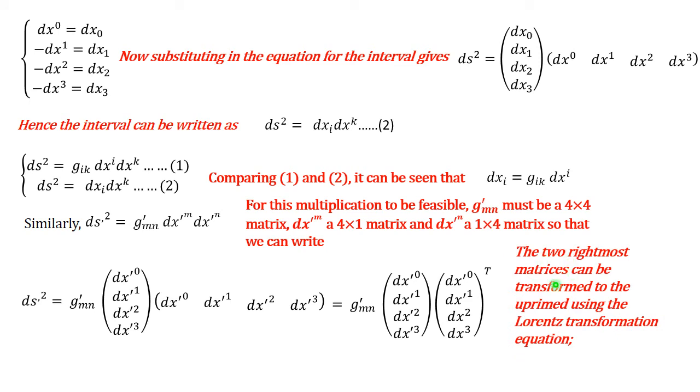The two rightmost matrices can be transformed to the unprimed using the Lorentz transformation equation. That is x prime i equals alpha inverse ik xk. So this one is to transform from the K reference to the K prime reference. We have earlier seen this in the Lorentz matrix. So obviously we will take a differential of both sides. You have x prime i equals alpha inverse ik xk. So we need to make use of this in the above expressions we have just determined.